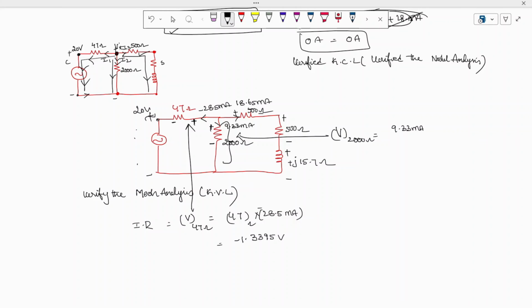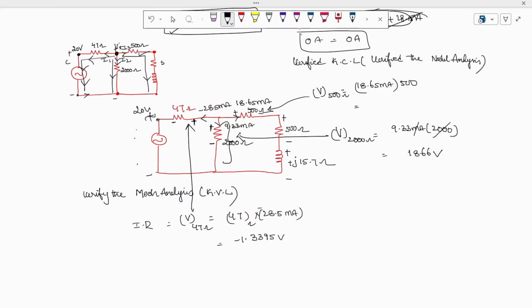9.33 milliampere multiplied with 2000. So the 1000 will get nullified, and multiplied with 2, you are going to get 18.66 volts. And we need to find out the voltage at this 500 ohm resistor. Voltage at this 500 ohm resistor is equal to I into R. So I you are going to get as 18.65 milliampere multiplied with 500.